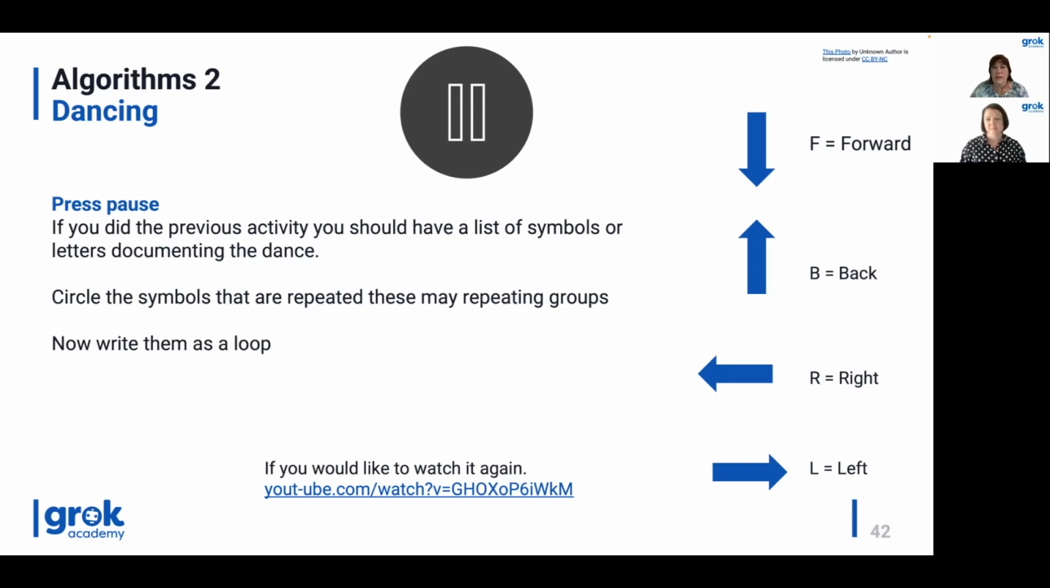When planning this lesson, you might like to trial the music with your own dance to ensure the timing will work. The link on the screen will take you to the video if you would like to watch it again. Now press pause and look at the symbols that you've used and circle the repeating patterns to show iteration.